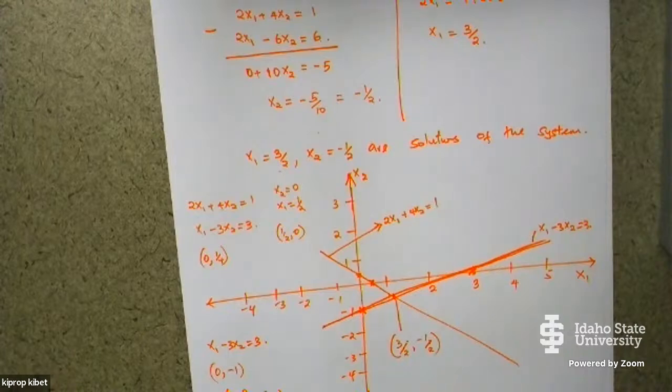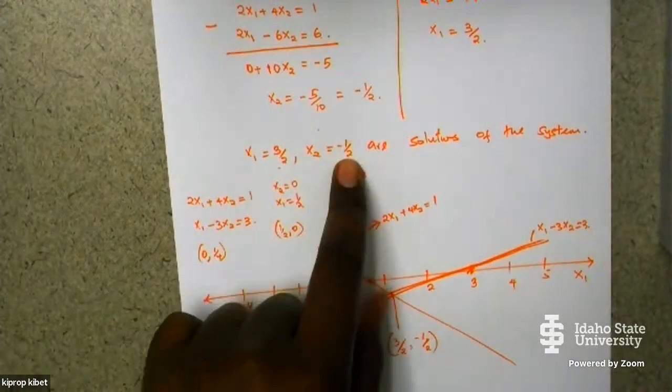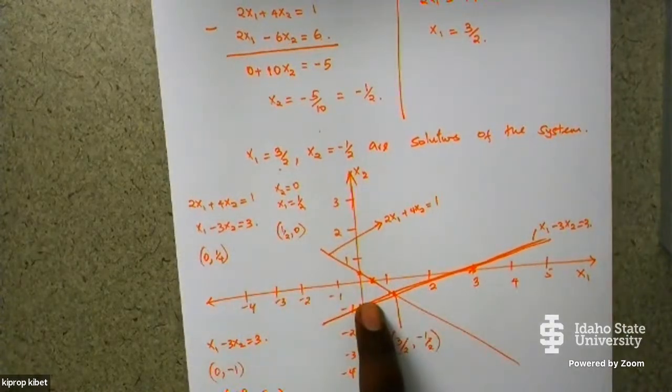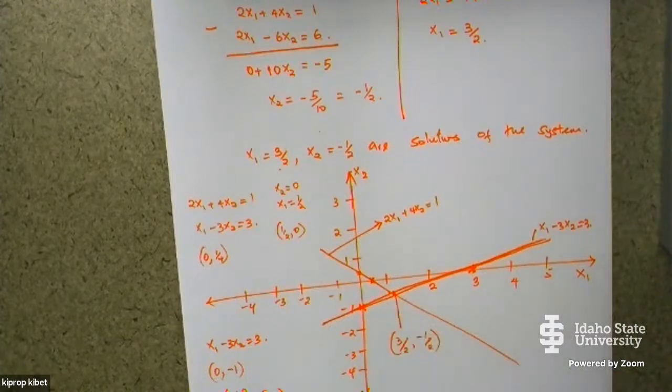So these are the two ways of getting the solution of this system. One is by use of the elimination method, which is this, and the other one is by sketching. Once you sketch it, you get the solution of that linear system, which is here. Any question?